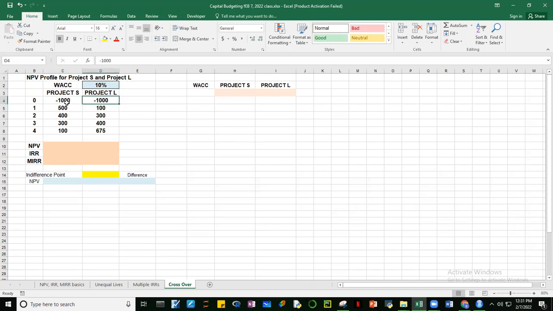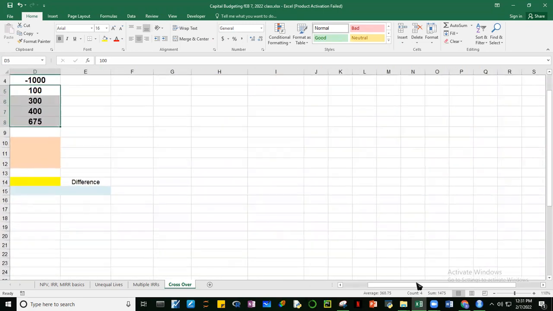Okay, so you notice si Project S, initial cash flow niya negative. Of course, positive na dito. So, iisa lang yung IRR nito. Okay, ito din, iisa lang yung IRR. Kasi wala namang negative after the first year. So let's now compute for the NPV, the IRR, and the MIRR.